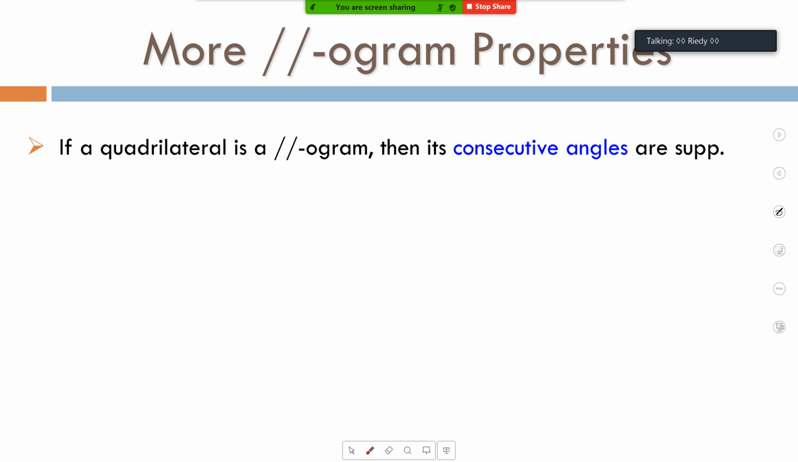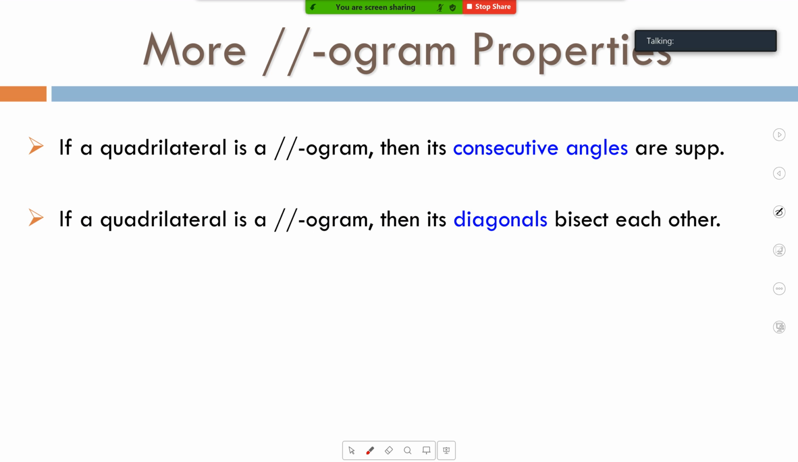Mr. Chong, how are you, sir? Diagonals bisect each other. What is this voodoo?